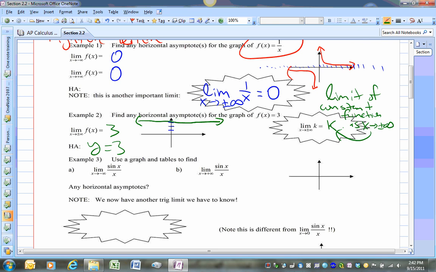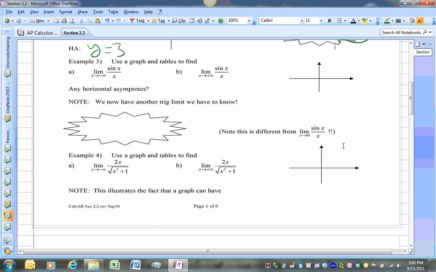Let's keep moving. All right. Use graphs and tables to find the following. So what we could do, I may have to do this in the calculator. Actually, I'll show you how the graph looks. That's probably better. If you were to make the graph, you are going to have a hole right there.